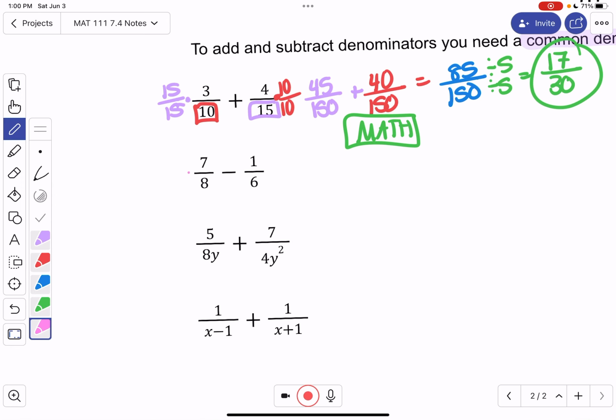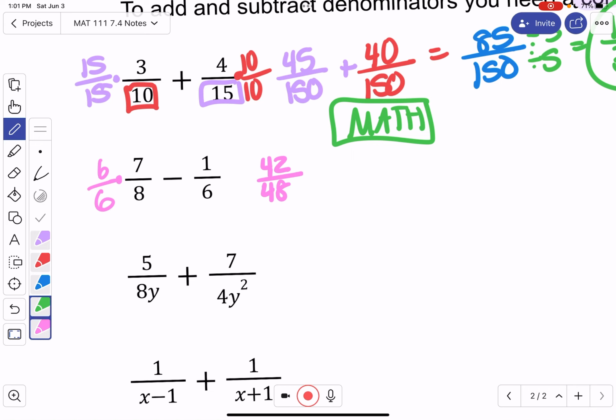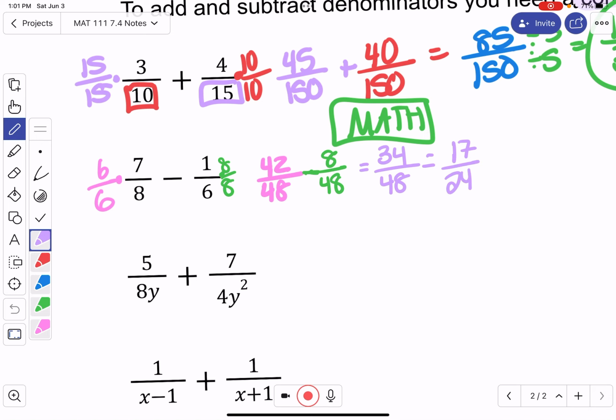Let's keep going. Multiply this by 6 over 6. 7 times 6 is 42. 6 times 8 is 48. Multiply this one by 8 over 8. 8 times 1 is 8. 6 times 8 is 48. And then we subtract. 42 minus 8 is 34. And then those are both divisible by 2, so we get 17 over 24.